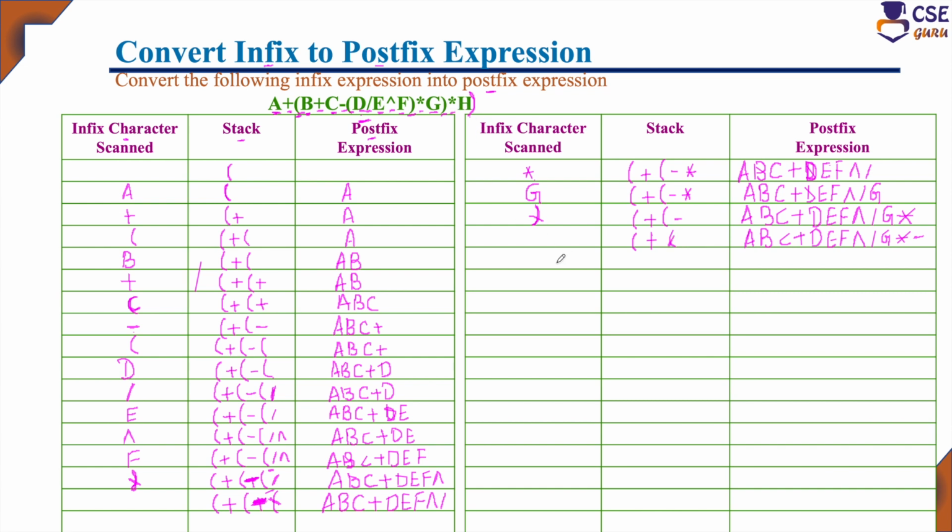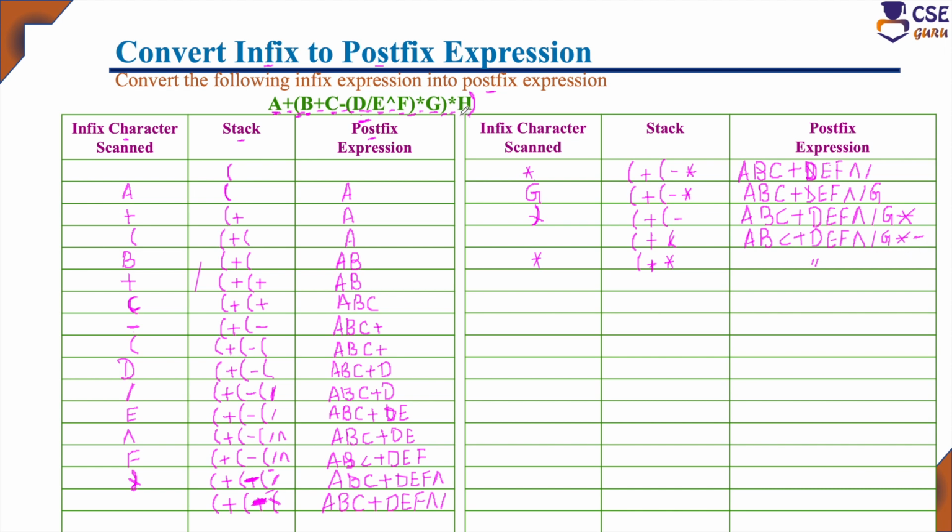And next is a star operator. If it is a star operator, push it onto the stack. Actually here you have to check the top element of the stack. Top element of the stack is a plus operator. So you can push this star operator into the stack. That is, you can place the higher precedence operator above the lower precedence operator. Plus is a lower precedence operator. Multiplication is a higher precedence operator. And the postfix expression content will be the same only: A, B, C plus D, E, F exponent division G star minus.